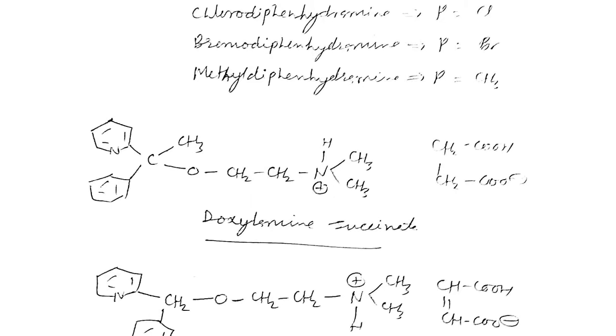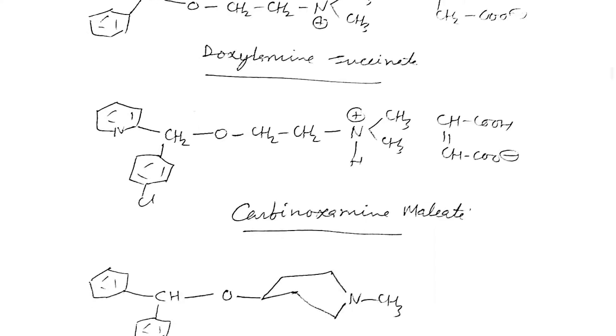Look at here again, the substitution by the pyridine and the methyl group on the carbon; the hydrogen is again replaced by the methyl group, and the tertiary nitrogen in the ethyleneamine is converted into the quaternary salt. Okay, and that's why it should be converted into the succinate salt. So doxylamine succinate. Similarly, carbinoxamine maleate.